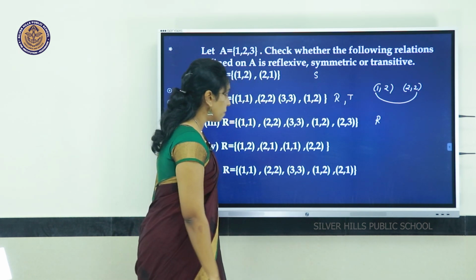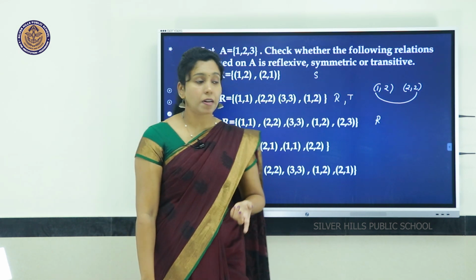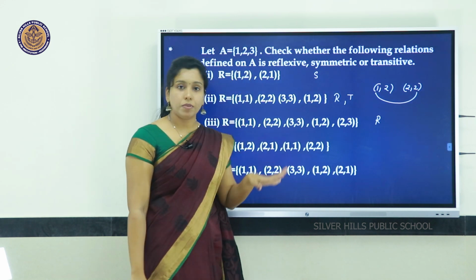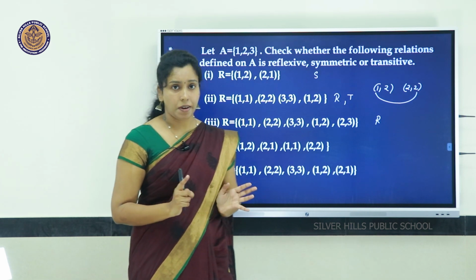What about the symmetric property? I have 1, 2, AB is present. Is 2, 1 present here? Just check whether 2, 1 is present here. No, 2, 1 is absent. So, I can conclude the given relation is not symmetric.